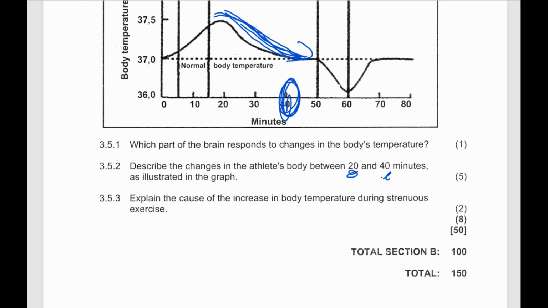Actually, let me just say it like this: a high respiration rate results in high production of heat, because the end product of respiration or metabolism is heat. So this heat is going to cause the body temperature to increase. Hence, when you're answering here, you're supposed to say that a high rate of metabolic reactions results in high production of heat in the body. Hence, the person's temperature increases.